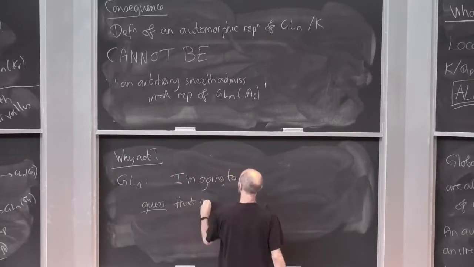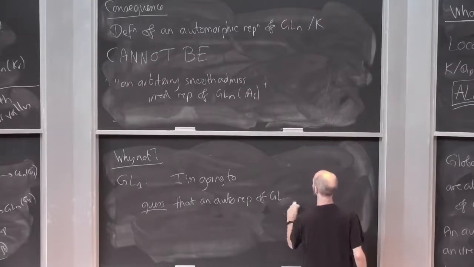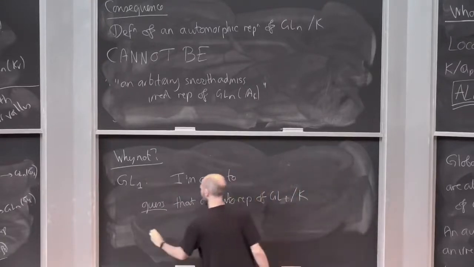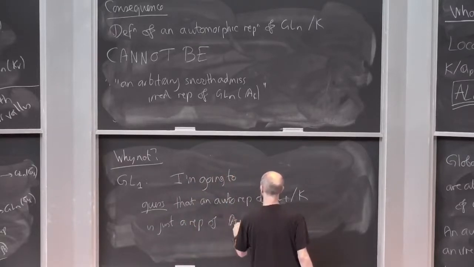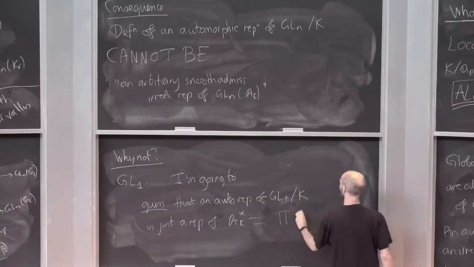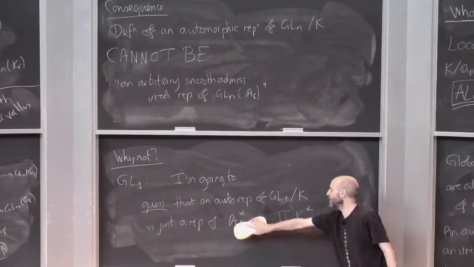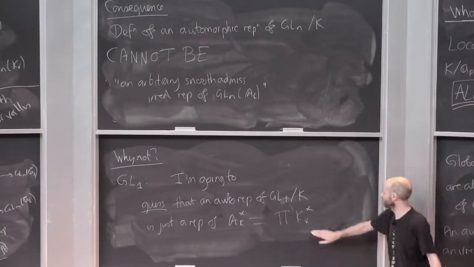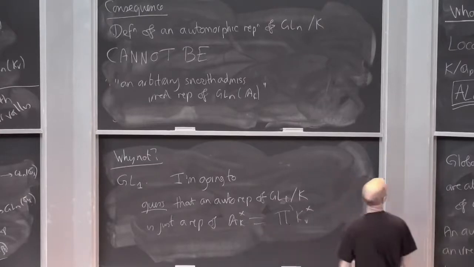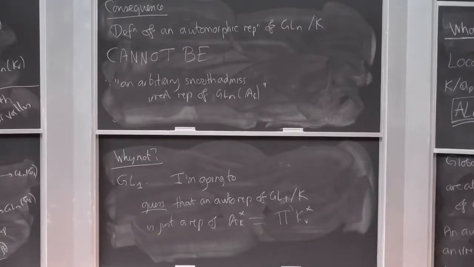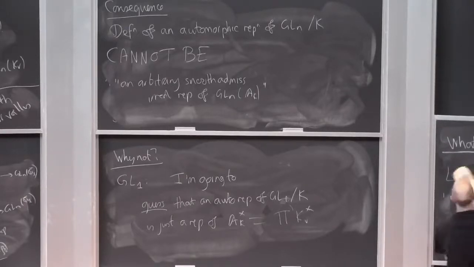That an automorphic representation of GL1 over K is just a representation of A_K^*, which is some tensor product of K_v^*, some weird restricted product. So I need to get a representation of A_K^*. So I need to write down a representation of K_v^* for all places v, and then I'll get a representation of A_K^*. So that's great. I think this sounds like a fabulous prospect. I'm going to write down a representation of A_K^*.